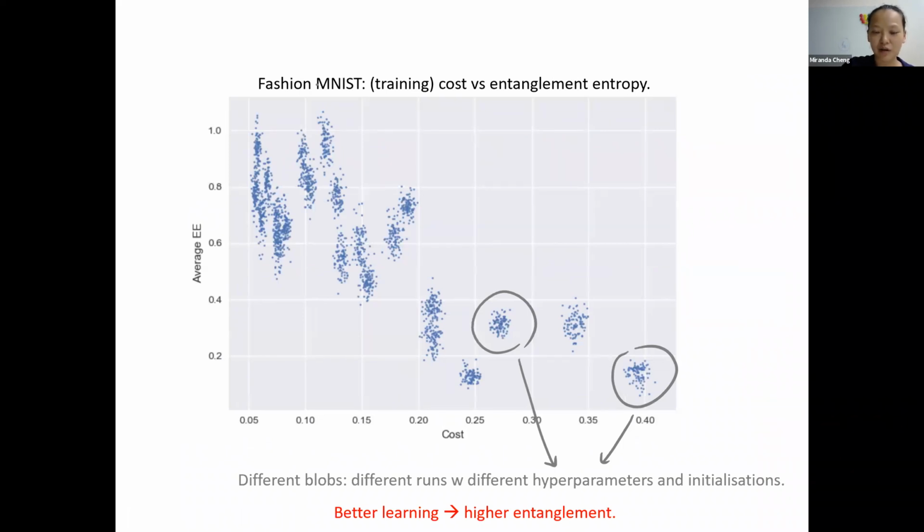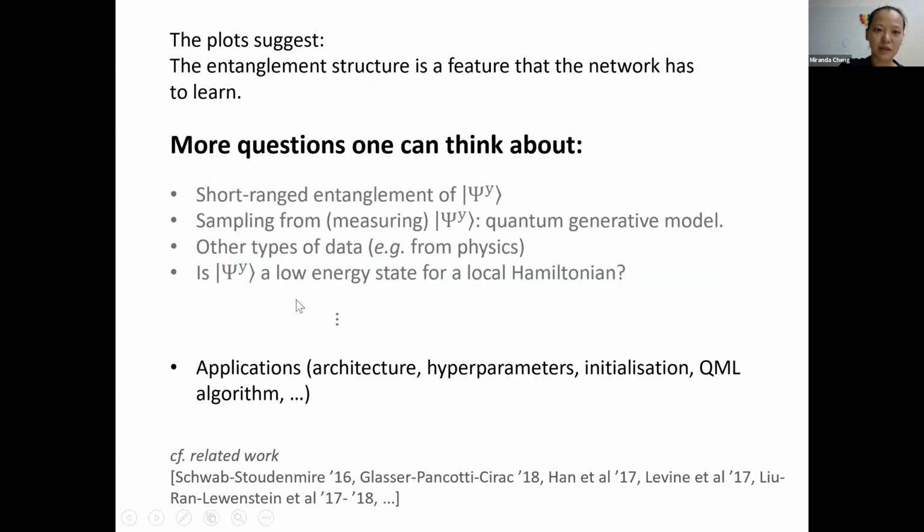And then we just keep running it, and we see these different blobs representing different choices of hyperparameters. But there's still a clear correlation between accuracy, or the negative of the cost function, and the entanglement entropy. So that's the game we play. So it clearly suggests that the entanglement structure is a feature that the network has to learn in order to perform.